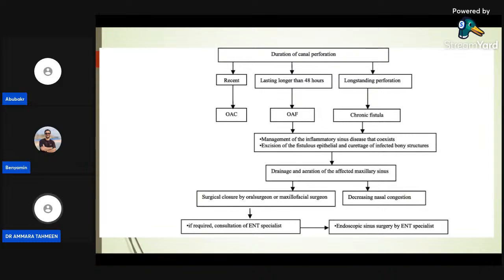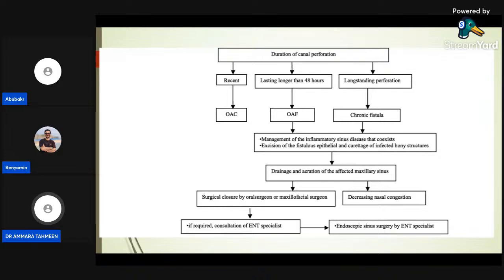So, how do you decide the treatment plan for the oroantral communication? Again, it depends upon the duration of the perforation. As we have talked about, when the oroantral communication is recent, as soon as you have done extraction or because of any traumatic cause, if you see it immediately, then whether it is less than 2 millimeter, more than 5 millimeter, or between 2 to 5 millimeter, the treatment plan changes according to the size of the defect.